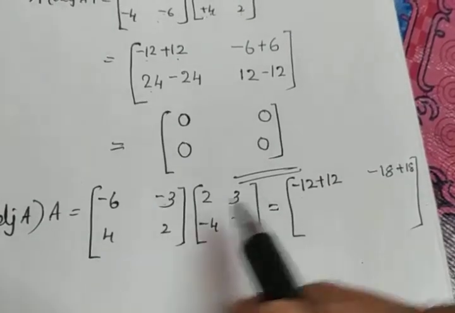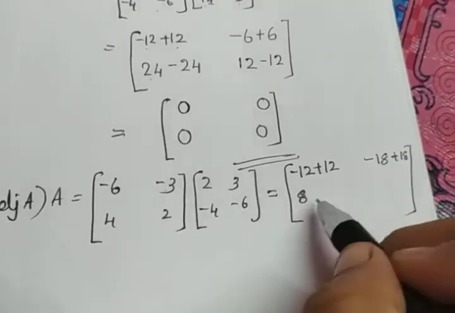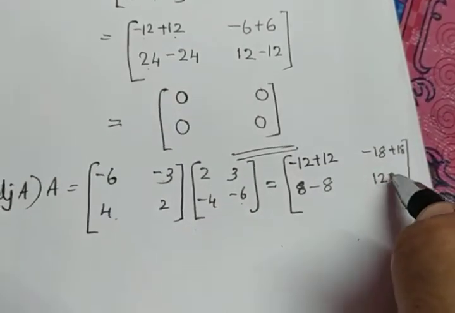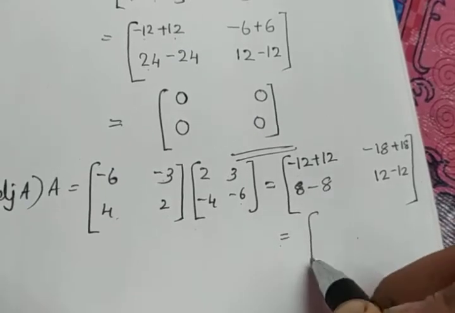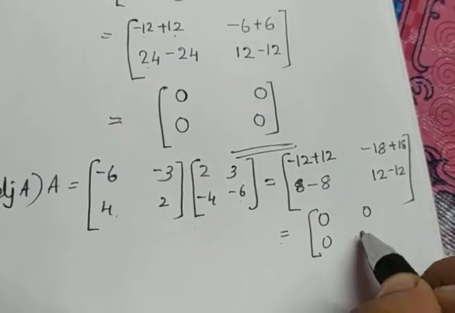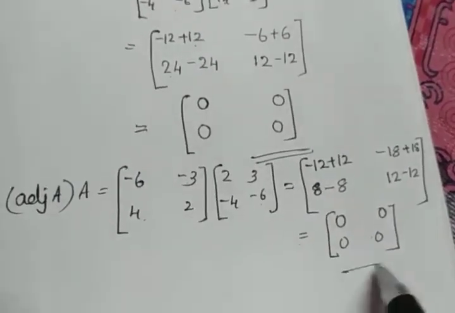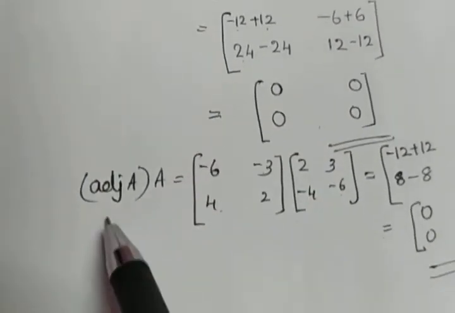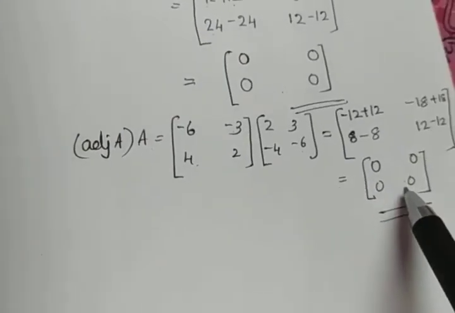Second row, 4 into 2 is 8, 2 into minus 4 is minus 8. 4 into 3 is 12, and 2 into minus 6 is minus 12. And you are getting the matrix 0, 0, 0, 0. So we got A into adj A as 0, 0, 0, 0, which is a 0 matrix. And adj A into A also is a 0 matrix of order 2.